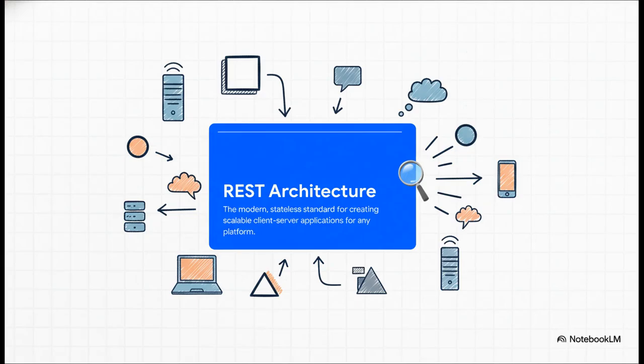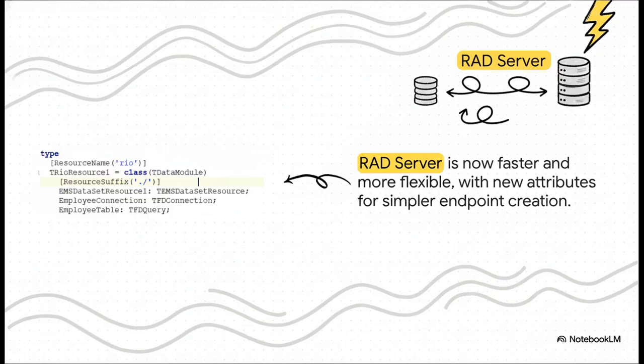And today, the universal language for that connectivity is REST. It's this powerful, flexible style that's become the absolute standard for building scalable applications. From web services to mobile backends, REST is basically the glue that holds the modern digital world together. And RAD Studio gives you an incredibly powerful tool for this with RAD Server. It's been beefed up with huge performance and memory management improvements, and now with new attributes, you can map URLs to your code in a much cleaner, more declarative way. It just makes building robust REST APIs that much easier.